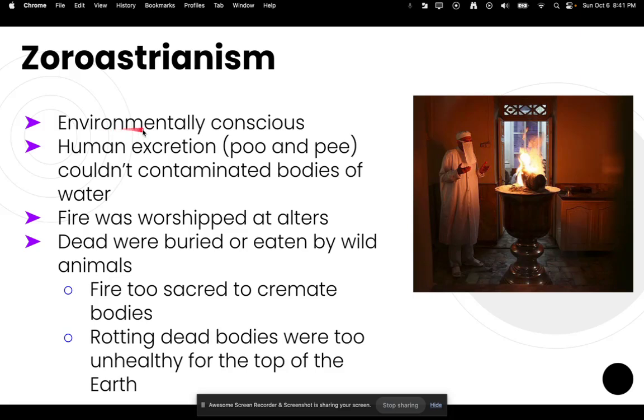They're also very environmentally conscious. So human excretion could not contaminate bodies of water. I mean, which is a really good thing if you think about it. And fire was worshipped at altars, like you can see here in this picture. The dead were either buried or they were left out and eaten by wild animals. So they did not use cremation because fire was considered too sacred to cremate bodies. And also, bodies just couldn't be left out in the open because rotting dead bodies were too unhealthy for the top of the earth.